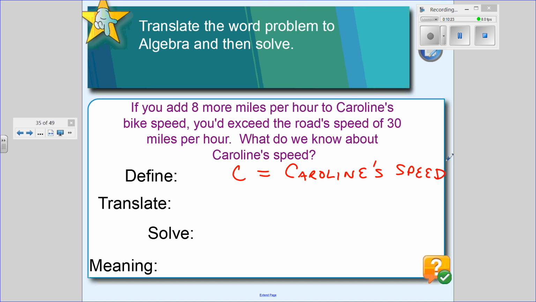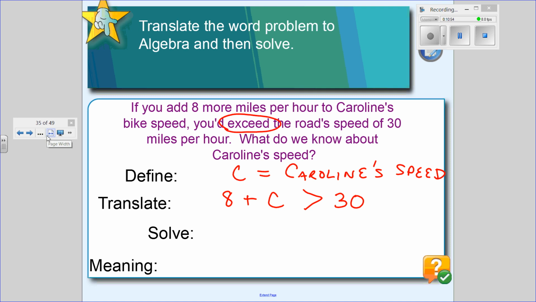And let's translate. If you add 8 more miles per hour to Caroline's speed, so let's go ahead and do that. And it says specifically to add 8 plus Caroline's speed, you exceed. Go back in your notes if you forgot what one that was. Exceed, that means go over the road speed of 30 miles per hour. And this one's very much like the last one, but I think we have to start at some ones to kind of get the ball rolling here. 8 plus C is over 30.